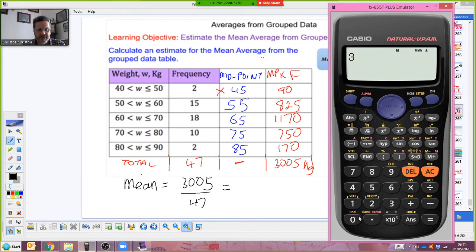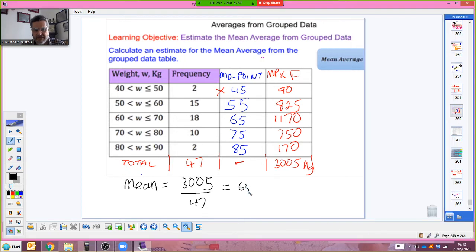So 3,005 divided amongst 47. So on average, we have a mass of, changing to decimals when you're ready, 63.9. Okay, I'm going to go with 63.9 kilograms as a mean mass of all these kids. That's not bad. Now, I really need to make some more space here somehow. That is how you work out the mean of group data.